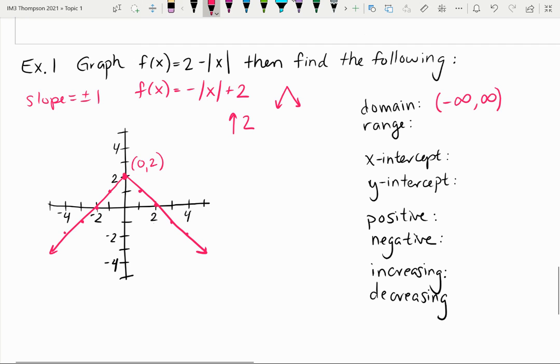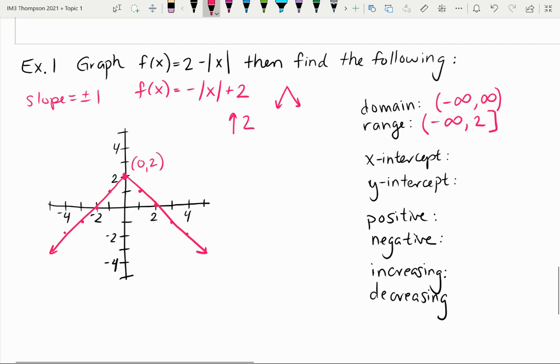Okay, let's do a check-in here. I've got the domain already. My range is going to be from -infinity up to 2 with a square bracket. Check that square bracket, right? So the range, when I'm talking about the y values, if I smush this onto the y-axis, this goes down forever and ever and ever, and it comes up to 2. It includes 2, but it does not go beyond that.